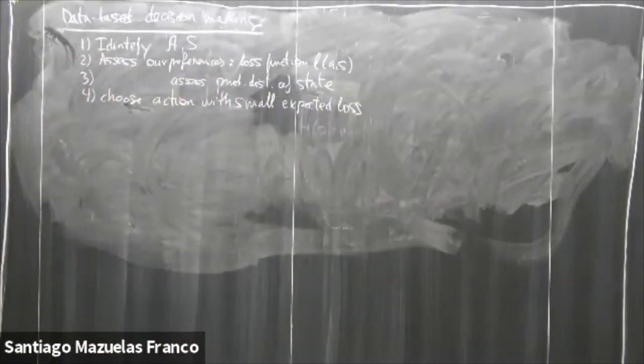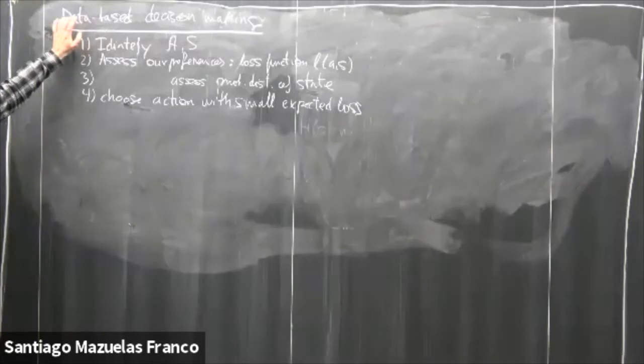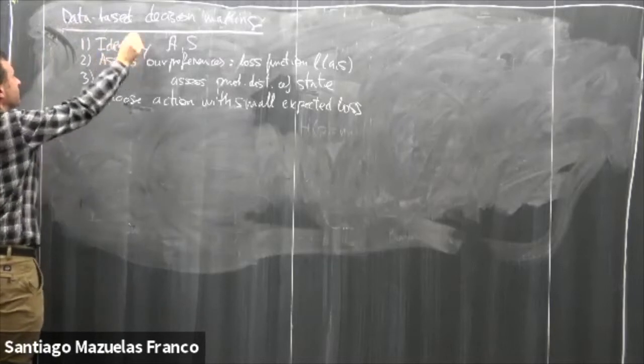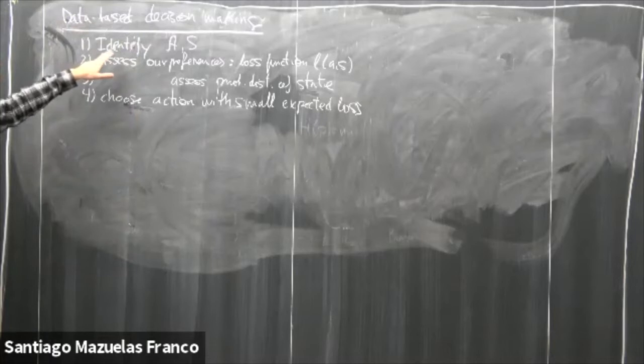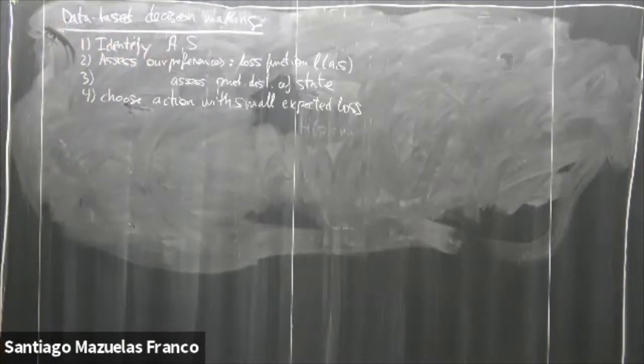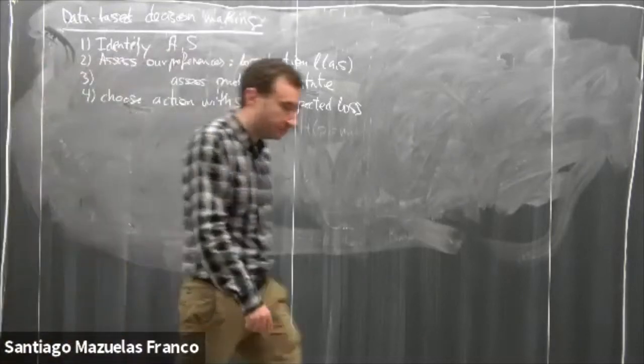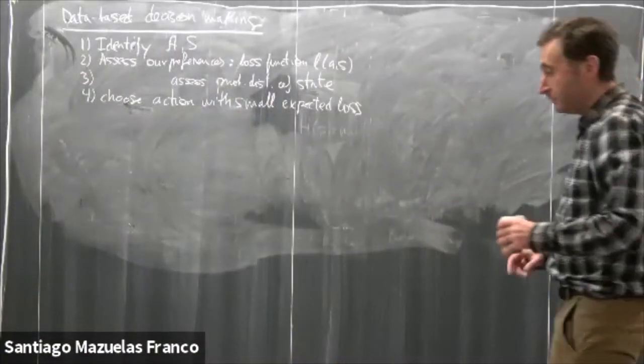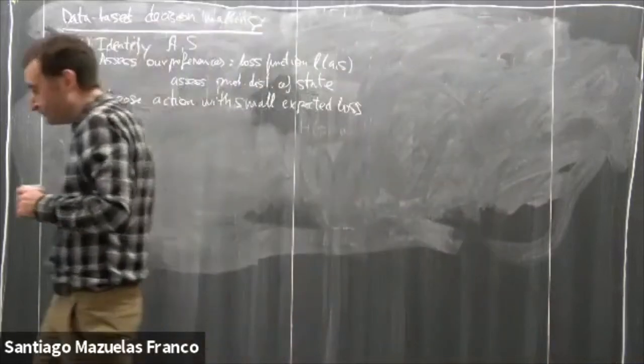Okay, so those were basically the steps. And now, if we have data, the actions that we can choose or the state that determines the consequence of our actions are not going to change. Those things are not going to change if you have one data or another.